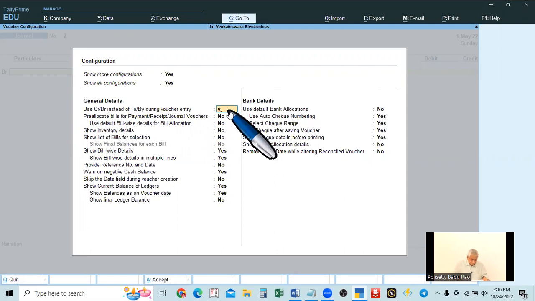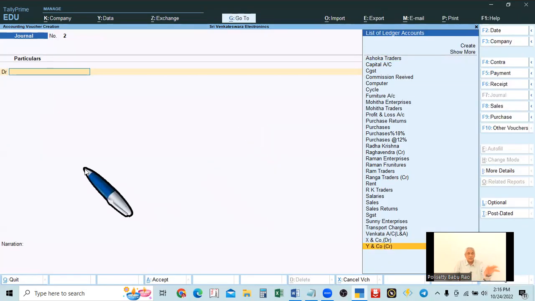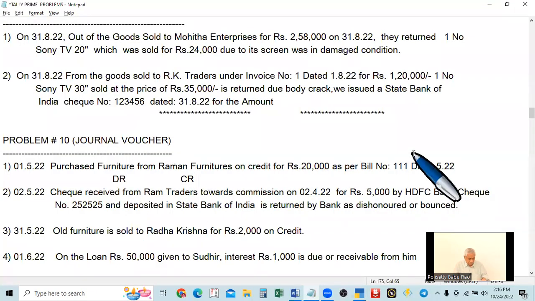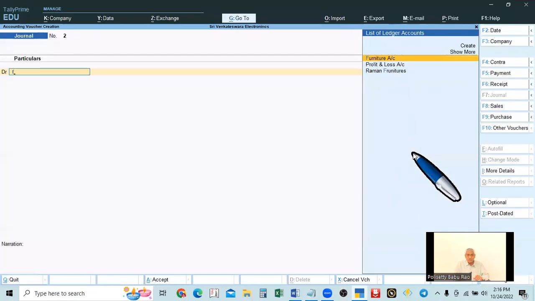That is why it is always showing debit. If it is no, in such a case, it will show To and By only. But even if you use To and By, there will be a little confusion. That is why we use debit and credit. So it is starting with debit. Now, see here, the furniture account is to be debited. If you type, see here, furniture is already there.